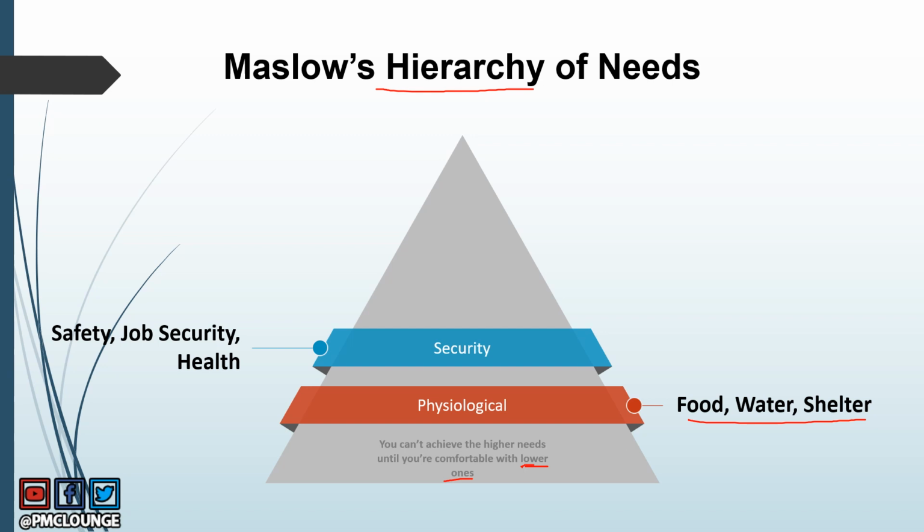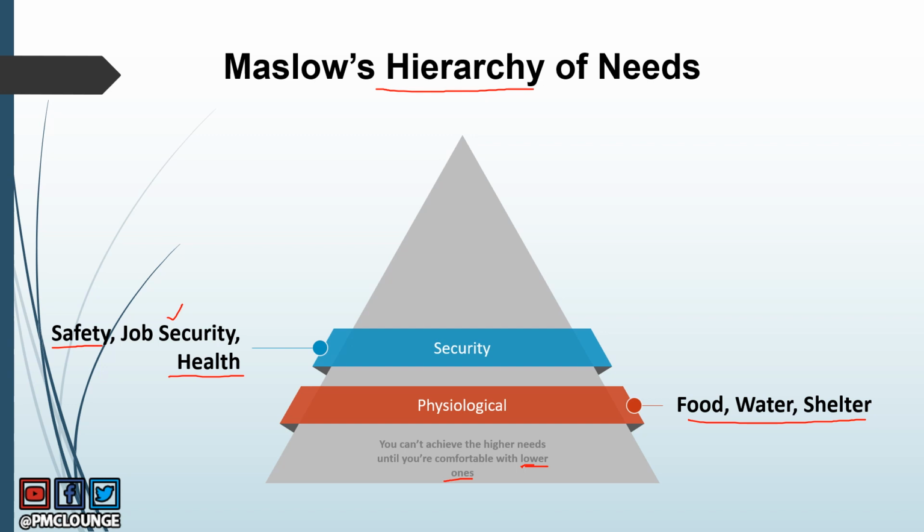Security. This is the second in the hierarchy of needs. You need safety, safety for your life, safety for your loved ones. You need job security. You need good health. So this is basically the second type of needs in Maslow's hierarchy.